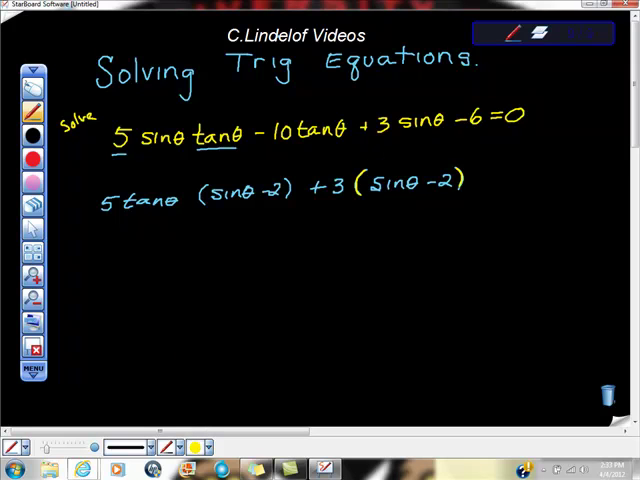These are matching factors, aren't they? So I can simplify this by combining this and this. Right? So now I can take this 5 tan theta plus 3 times sine theta minus 2.